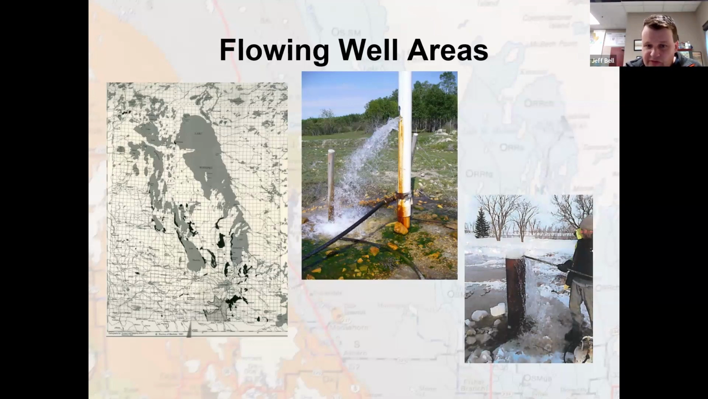Flowing wells can create a lot of problems for well completions. The center picture is a situation where a water well was attempted to be drilled and it basically wasn't able to be completed, so it was left flowing.